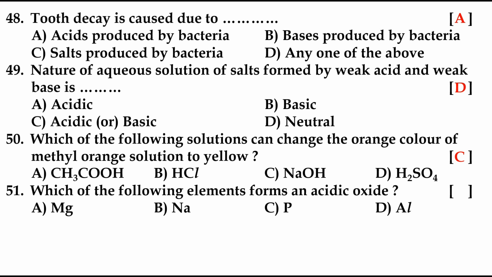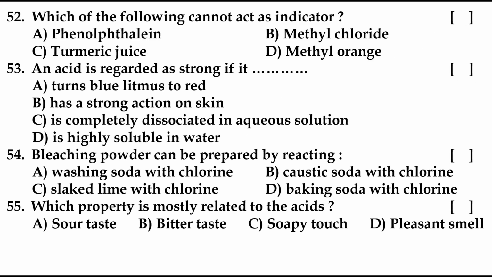51. Which of the following elements forms an acidic oxide? A. Magnesium. B. Sodium. C. Phosphorus. D. Aluminium. Answer is C. P means phosphorus.